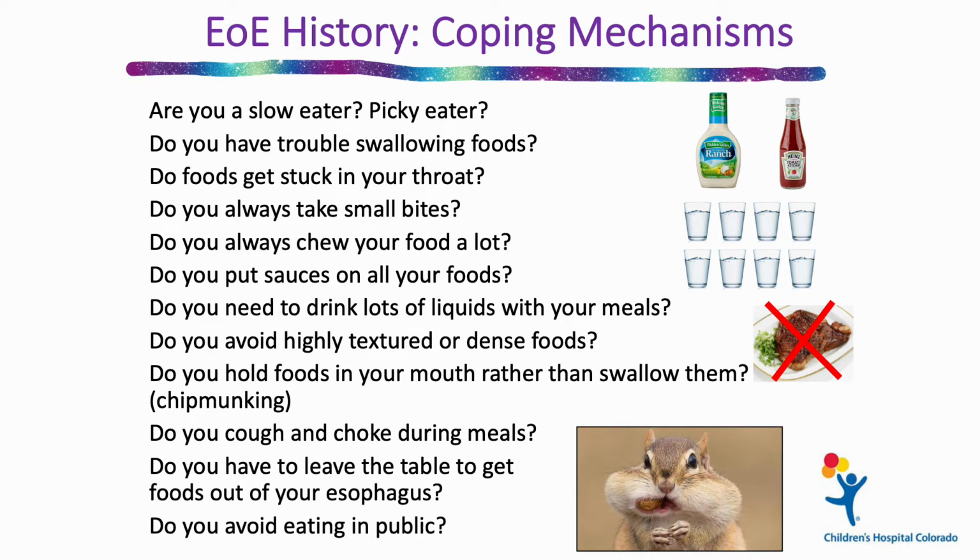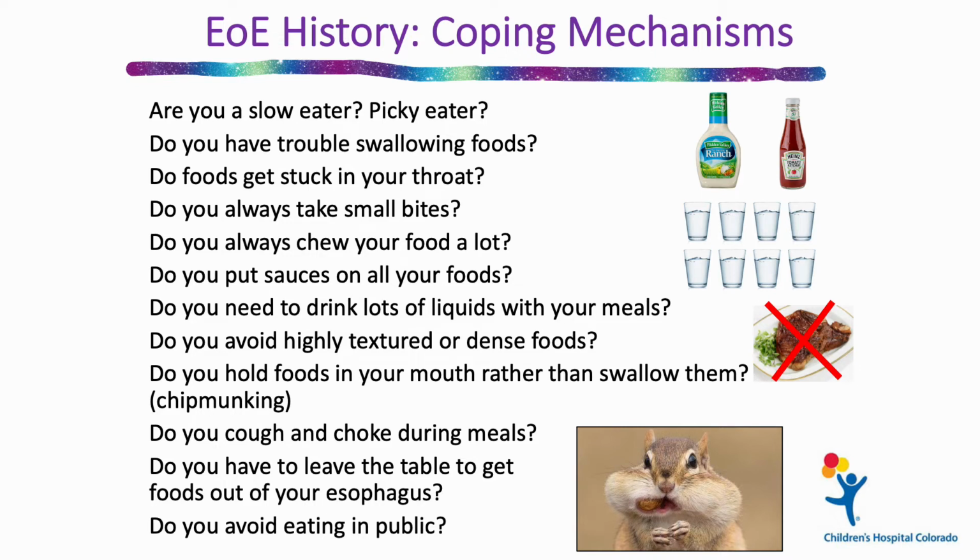They eat their food slower than everybody else. They like to take a small bite, put sauces on it, chew it for a long time, and then take a drink of liquid to swallow it down. Sometimes if food gets stuck, they have to leave the table to get it out. Some of them avoid eating in public. Some of them won't even try to eat dense or textured foods. And there are some small children who will chew up the food, leave it in their cheek, and walk around for a while, and then either spit the food out or slowly swallow small amounts over time.